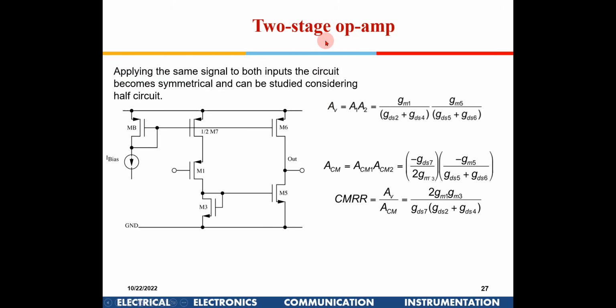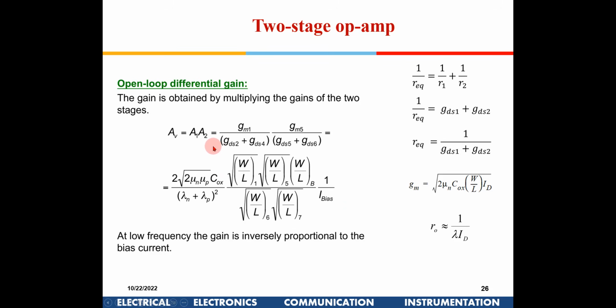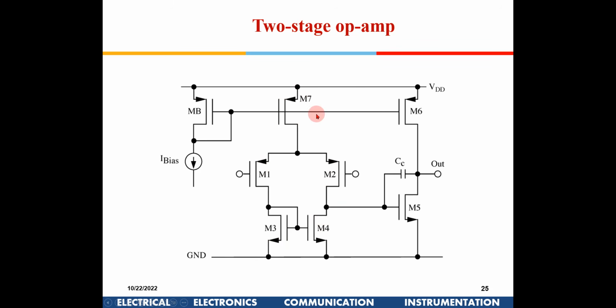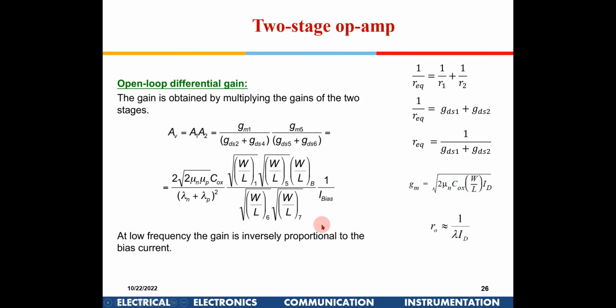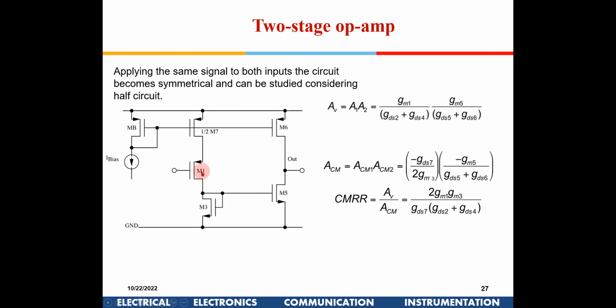This is about the two-stage op-amp differential gain. If I have to find out the common mode, then this stage, I will replace it with a half circuit. That way M1 and M2 will become in parallel here, right? I can just tell M1, and the current which will flow will be half of that. So I put a 1/2 here. So this is a half circuit equivalent of this.